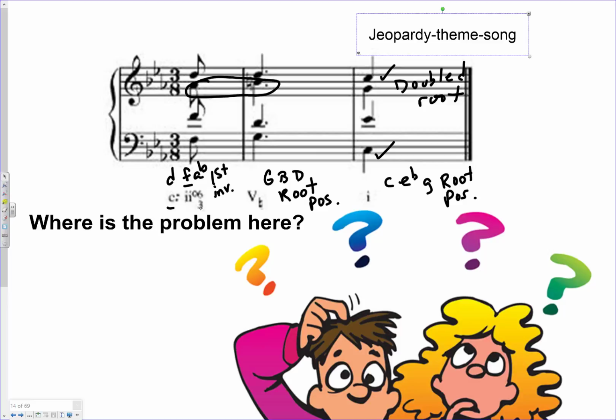Okay, that's a root position triad, and we know with root position triads that we should double the root. In this case, we should double the G. Well, in this second measure here, the G is not doubled. The D is doubled, so that's the whole problem there. So the altos went up from an A flat to a B natural, and that's the augmented second interval that we want to avoid, because that's forbidden.